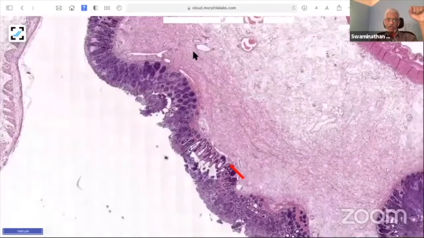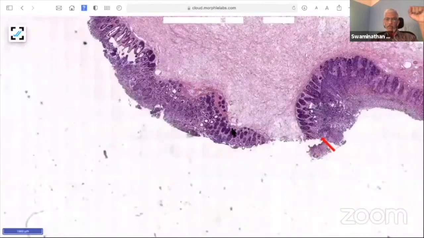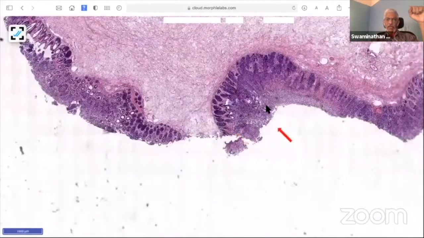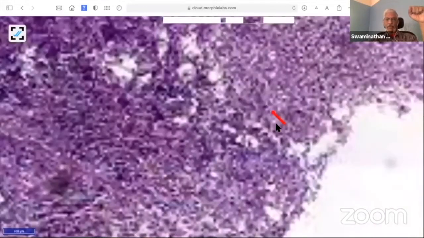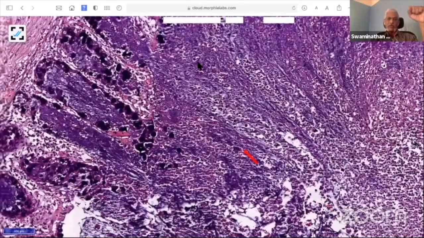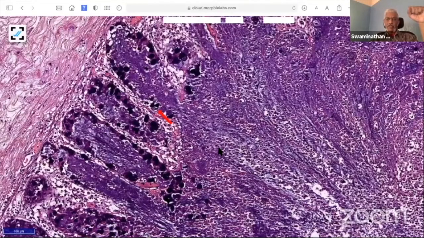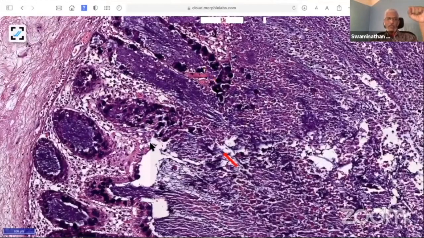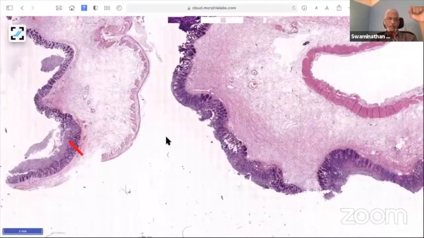Even here, you can see the mushroom-shaped fibrinopurulent exudate. But when you go down, the crypts are preserved. So when there are preserved crypts with the fibrinopurulent exudate, you have to think of pseudomembranous colitis.